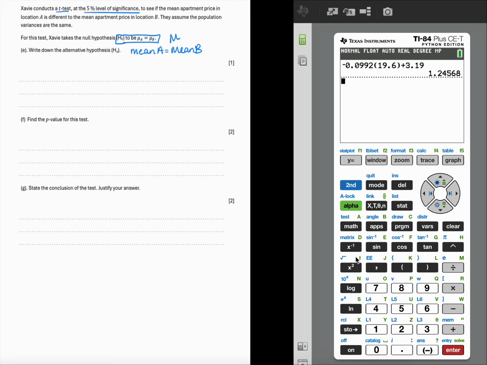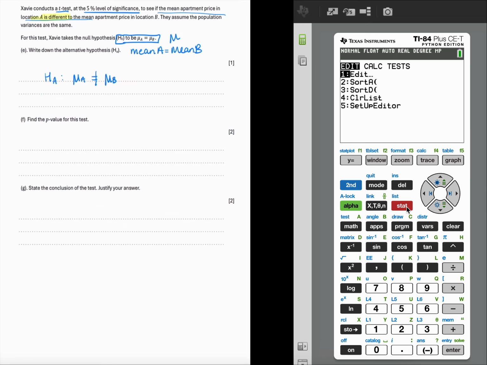So it says that they want to see if the mean apartment price in location A is different. We don't know whether it's bigger than, smaller than, or just different. And therefore, the alternate hypothesis, HA, is that the mean of A does not equal the mean of B. It's not equal to each other, rather than it being bigger or smaller. It just says is different. So the key word there is that is different. And then we need to find the p-value for the test.